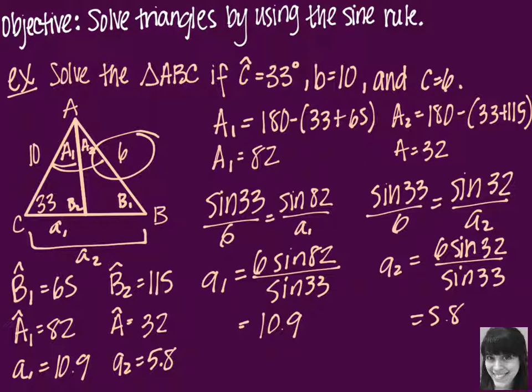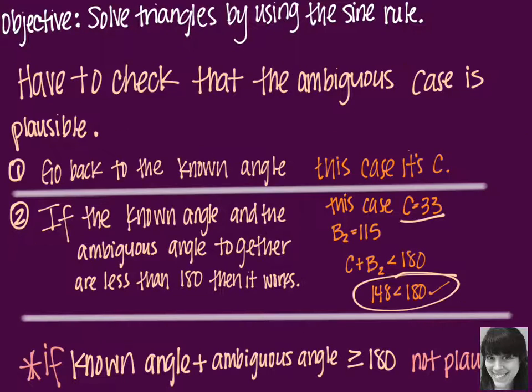Okay, so that was a lot of work for one problem, but you need to know how to check and then move on. I'm going to be doing another problem that shows a case where it's not possible to have the ambiguous case, so if you want to keep watching, keep watching.